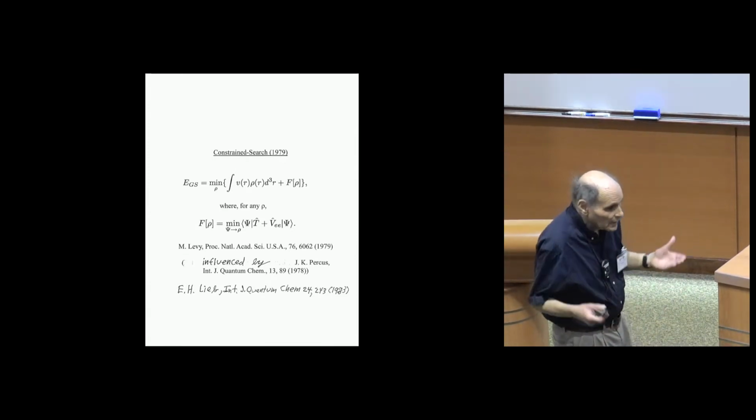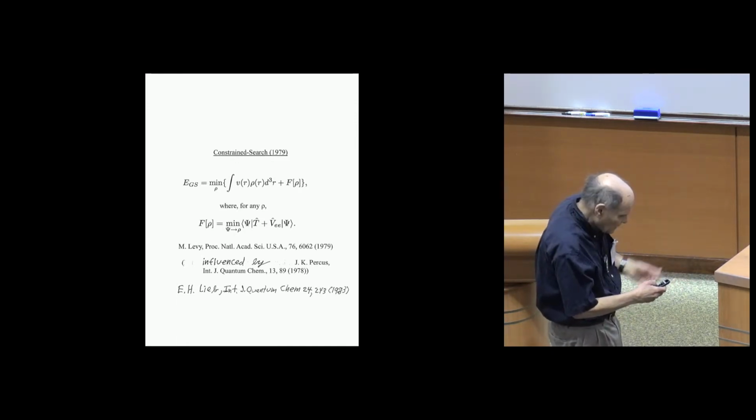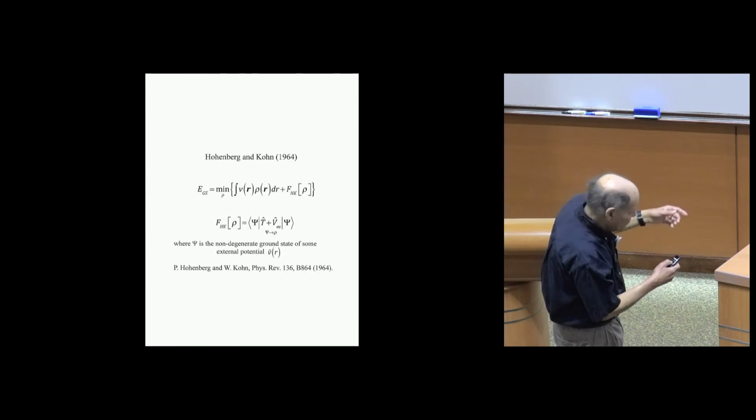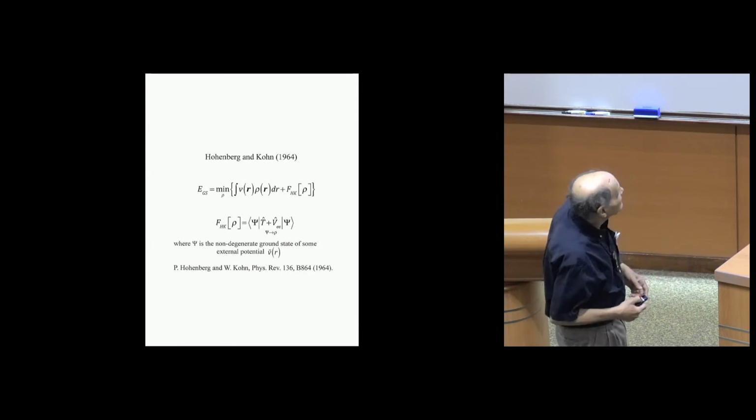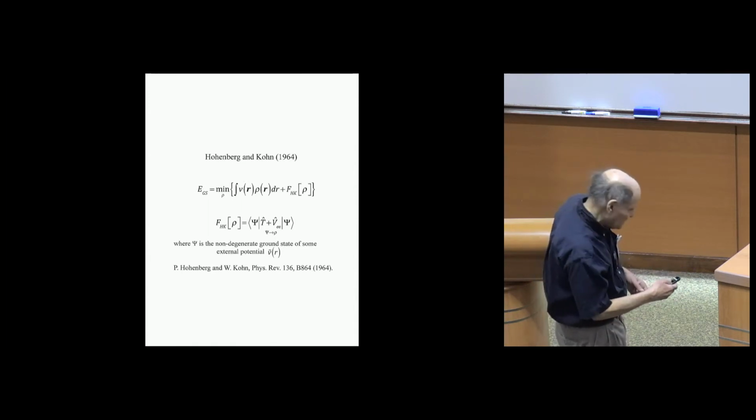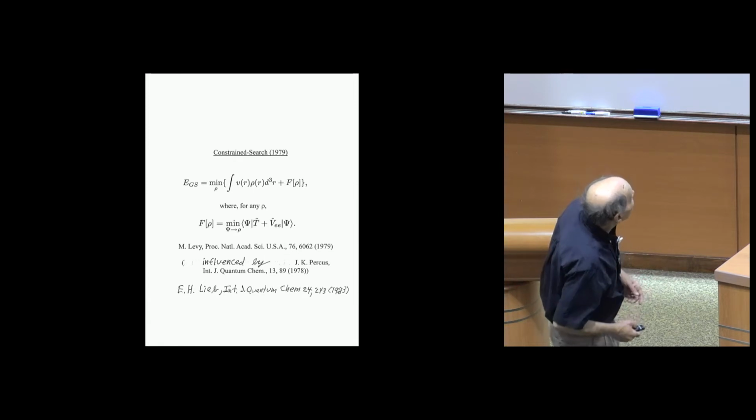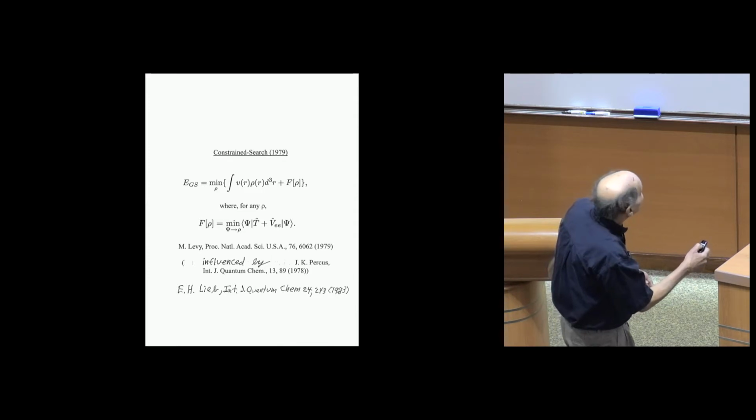Okay, so we go on here, and now it's the constraint search formulation, which generalized. Also, Hohenberg-Kohn had the restriction that you had a non-degenerate ground state. Not only did it have to be a ground state, but a non-degenerate ground state. And so in 1979, I wrote down an F of rho of this form, plugged it into here, and showed you get E ground state.